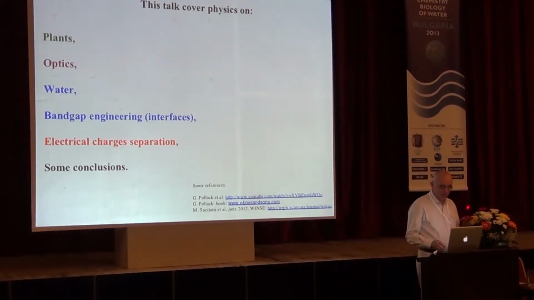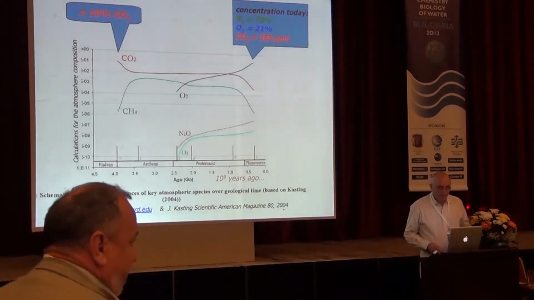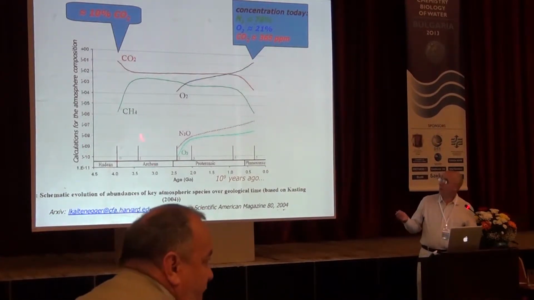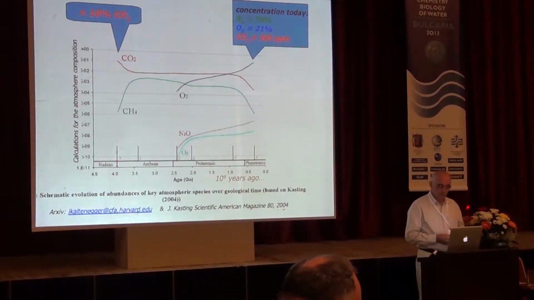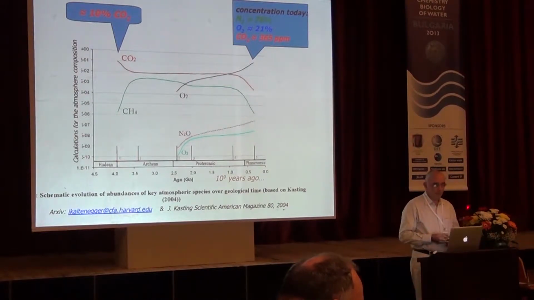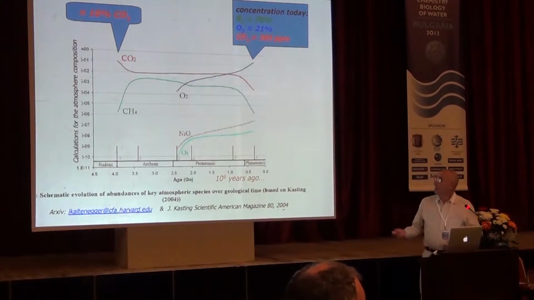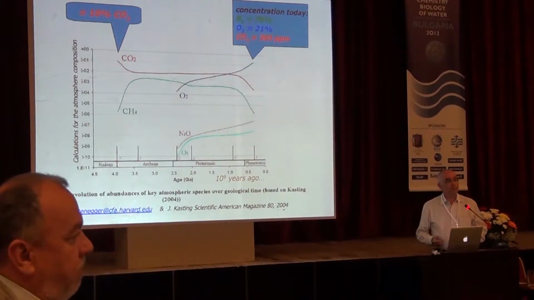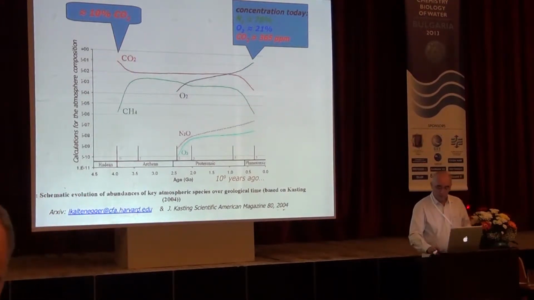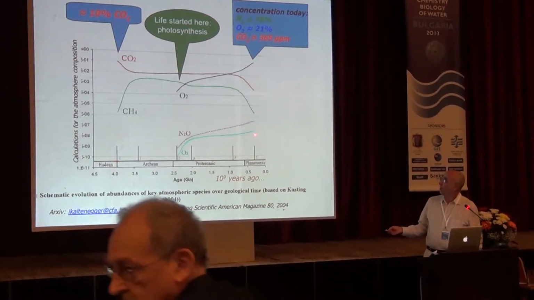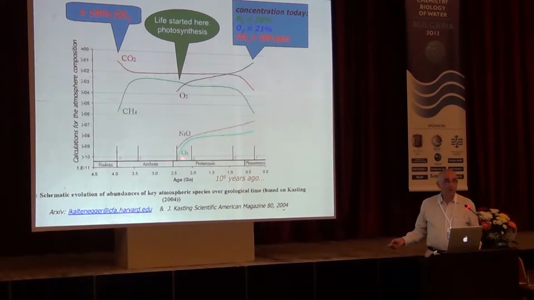And electrical charge separation, and get to some conclusions. Well, 4 billion years ago, the atmosphere had about 10% of CO2. Today we have only about 500 ppm. It's very little. And 2 billion years ago, oxygen started to be produced on Earth. So from this time up to now, oxygen increased and ozone increased too.